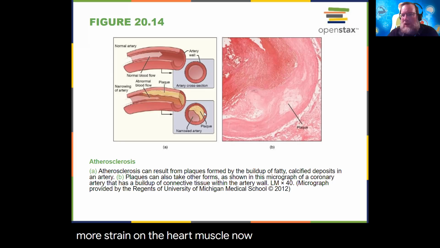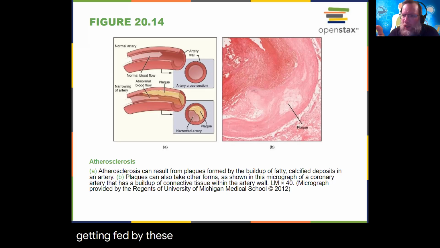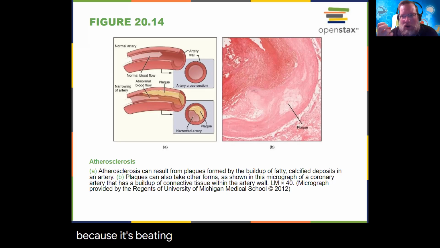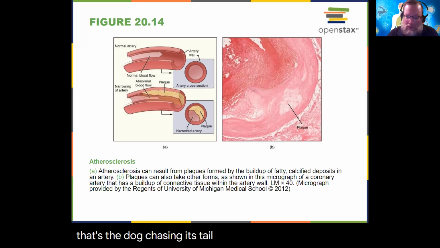Now, especially if this is the artery that's feeding the heart, that's a cyclical problem. That's a conundrum, they call it. The heart is getting fed by these coronary arteries, and the coronary arteries narrow. So the heart has to pump harder to get the same amount of blood to itself, but because it's beating harder, it needs more ATP, so it needs more energy, so it needs more blood going to it. That's the dog chasing its tail. So we really need to address that.